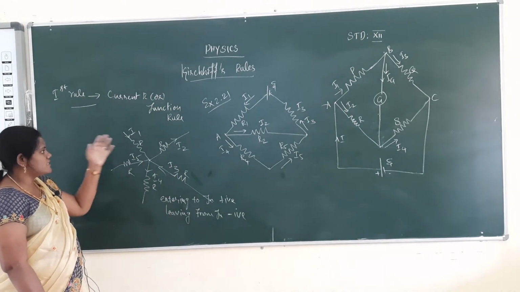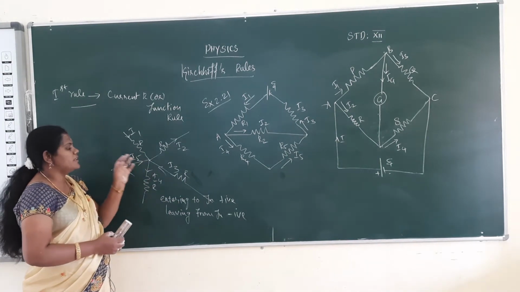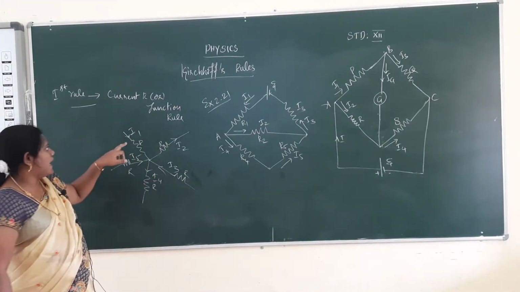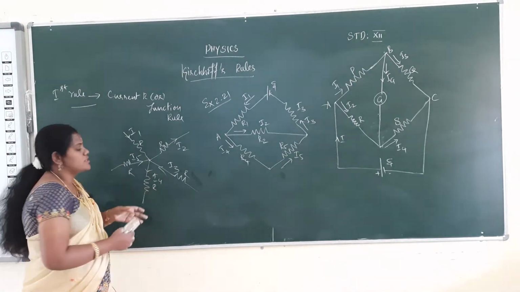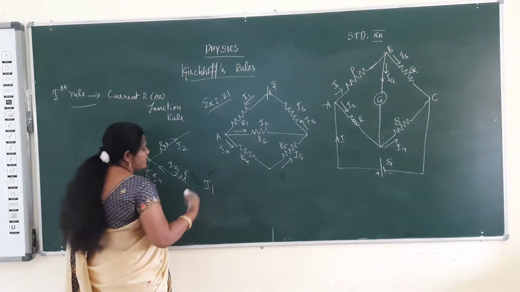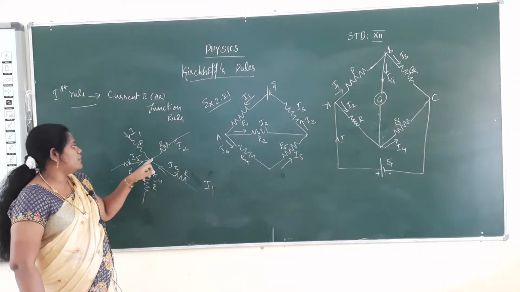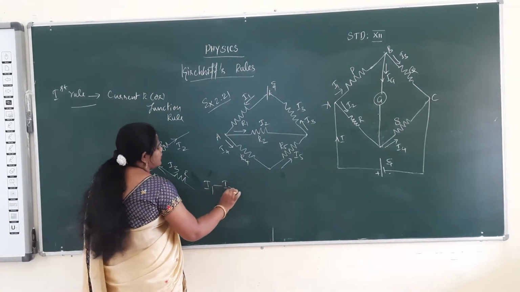So if we consider this circuit, we can easily calculate the sum of the currents flowing in it. How will you calculate? First, the I1 current is entering the junction, so it is taken as positive, I1. Then the second current, I2, is moving away from the junction, so it is taken as negative, minus I2.